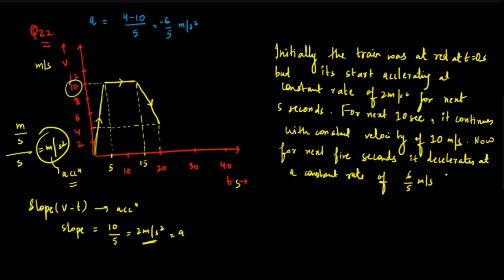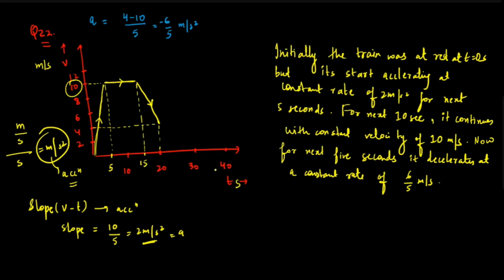If you're writing it decelerates, don't add negative here. If you're writing for next 5 seconds it accelerates at negative 1.2, then you need to write the negative sign here. So remember these two things. If you're writing decelerate, don't add any sign to it. If you're writing accelerate, then you have to add the sign as well. So we'll simply say that it is decelerating at a constant rate of 6 by 5 meters per second square for next 5 seconds. We have written it.